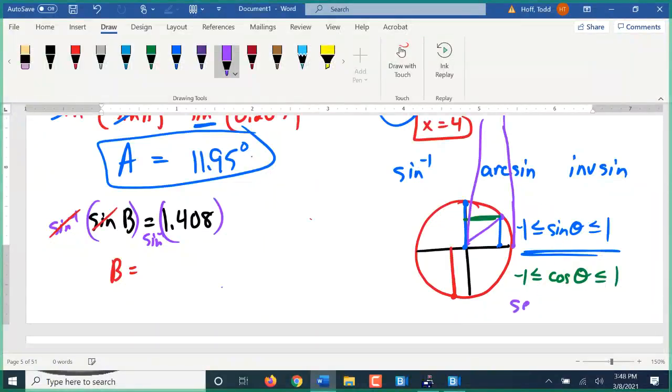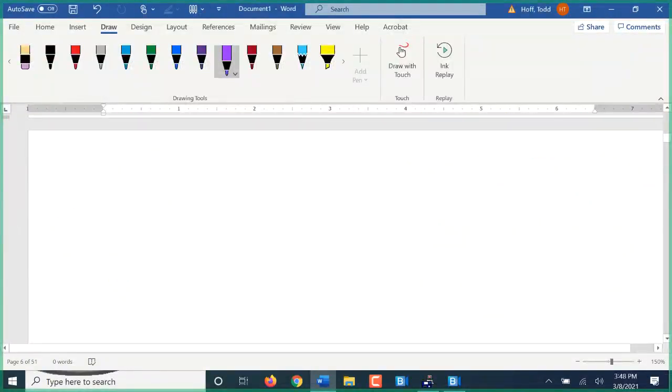Secant and cosecant have to either be less than -1 or greater than +1. They can't be between them because they're the reciprocal of sine and cosine. So the big ones are the sine and cosine that we have to be careful of. They cannot be smaller than -1 or bigger than +1.